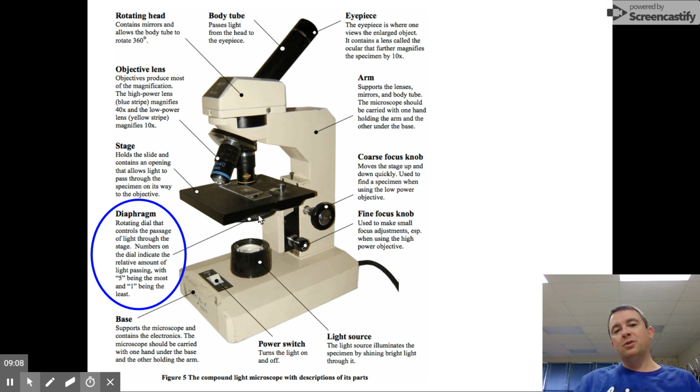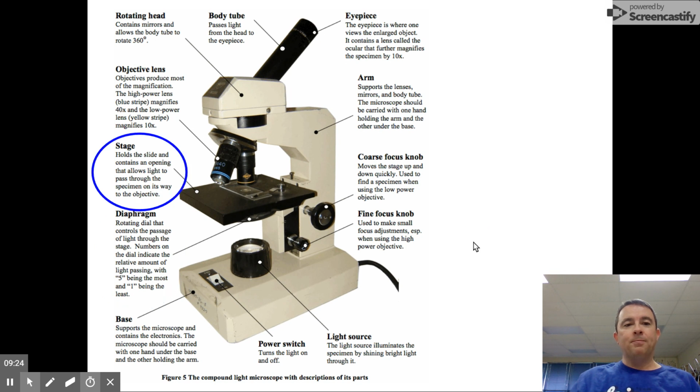And what that allows you to do is to regulate whether the image is very bright or very dim. And you might think, well, golly, I would always want the image to be bright, but sometimes you can actually see things more clearly in dim light. And so the diaphragm allows you to regulate that. The stage is simply the platform where you place the specimen that you're going to view.